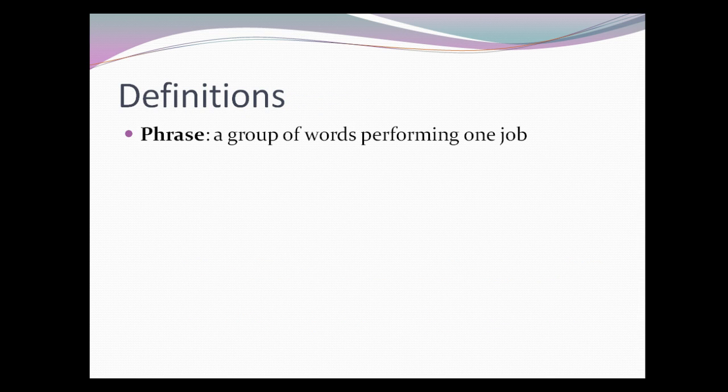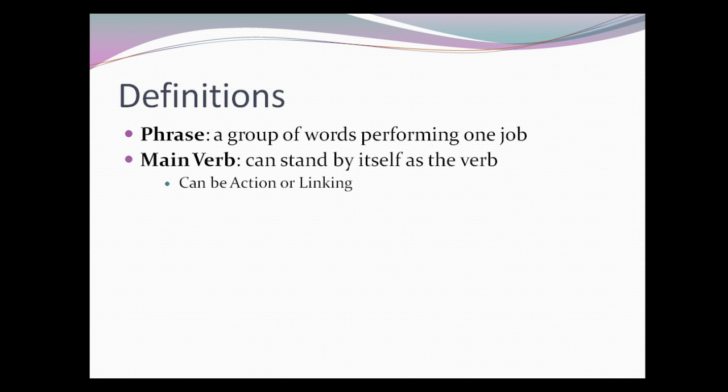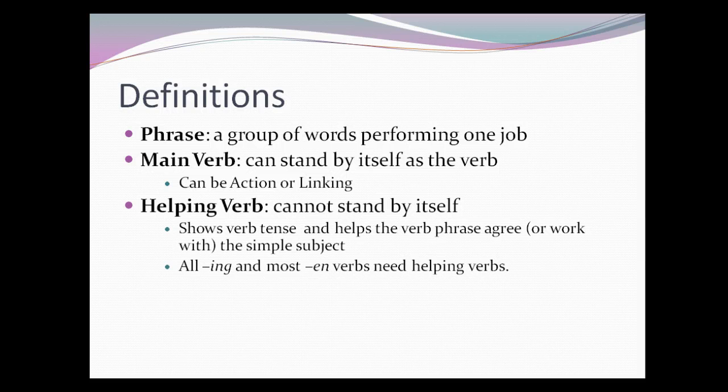Definitions. First, a phrase is a group of words performing one job. A main verb can stand by itself as the verb. Keep in mind, main verbs are either action verbs or linking verbs. A helping verb cannot stand by itself, and if it does, it actually becomes a linking verb. Helping verbs show the verb tense and help the verb phrase agree with a simple subject.